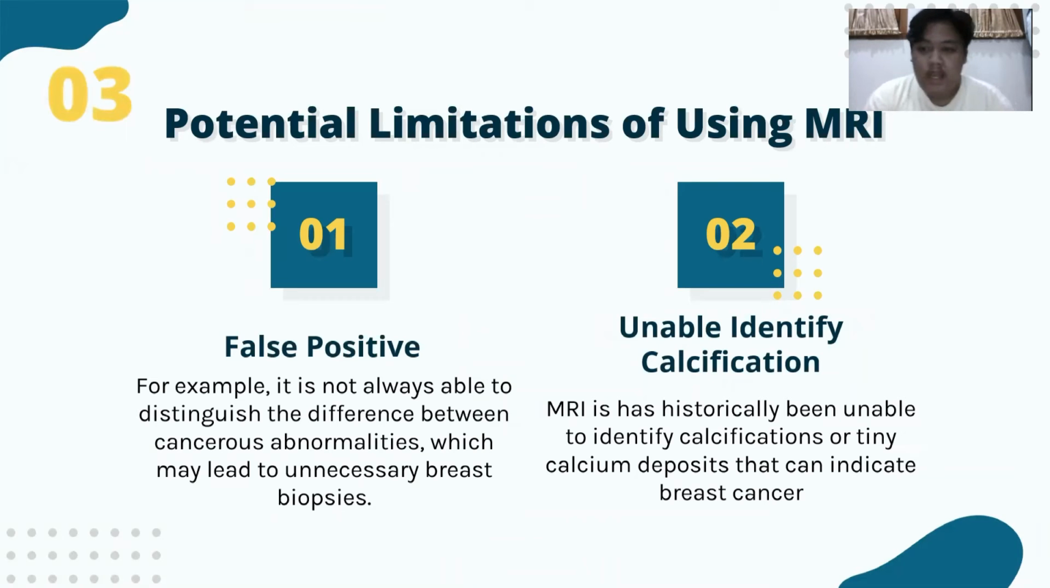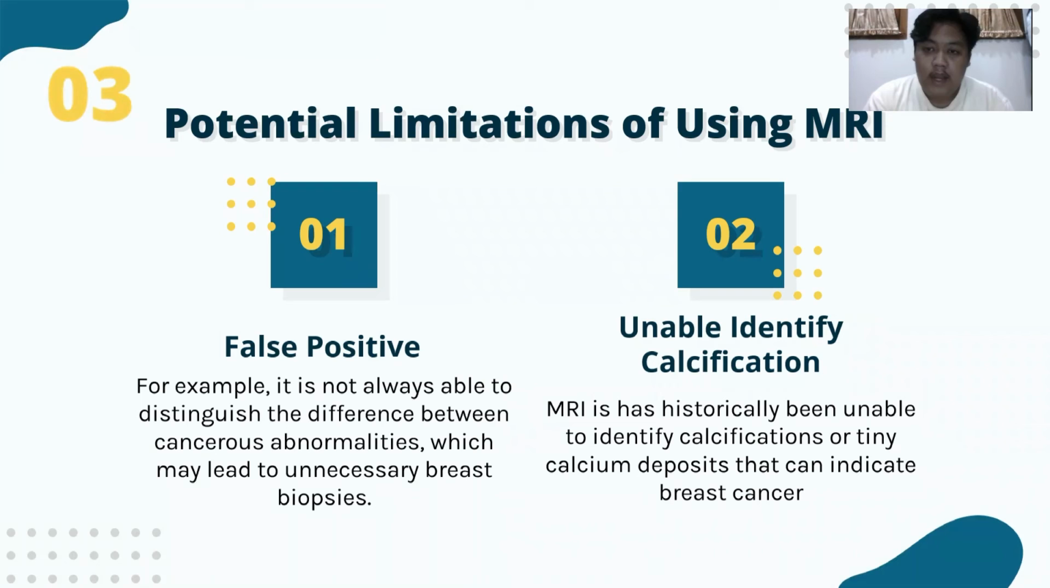Potential limitations of using MRI. The first one, although it has distinct advantages over several imaging modalities, breast MRI also has potential limitations. For example, it is not always able to distinguish the difference between cancerous and non-cancerous abnormalities, which may lead to unnecessary breast biopsies. This is often referred to as a false positive test result. Recent research has demonstrated that using commercially available software programs to enhance breast MRI scans can reduce the number of false positive results with malignant tumors. Thus, the need for biopsies may decrease with computer-aided enhancement.